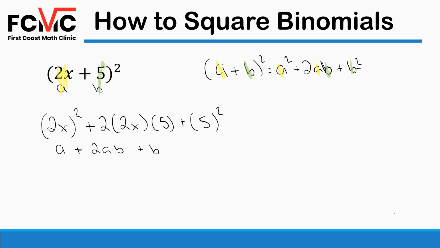So now once we have this done, we can square a. So 2x squared is going to give us 4x squared. We can multiply everything here. 2 times 2 times 5 is going to give us 20x plus 5 squared is going to give us 25. All right, and I just put these a and b's as placeholders just to show you where they go. But remember, this is a squared, b squared. All right, let's do one more example where we square our binomial.